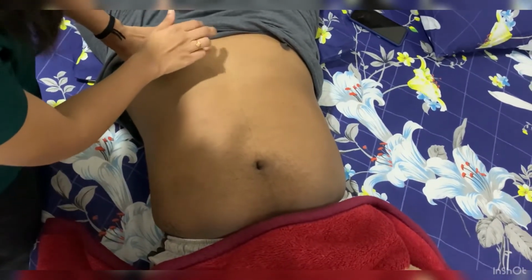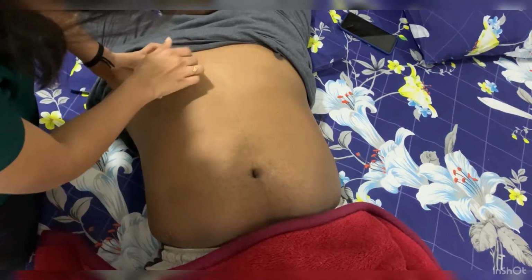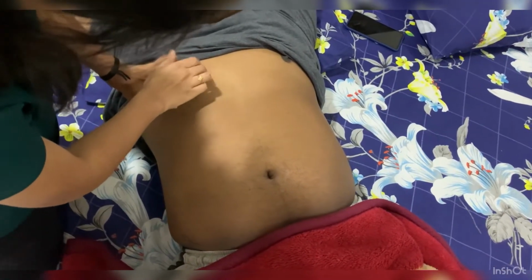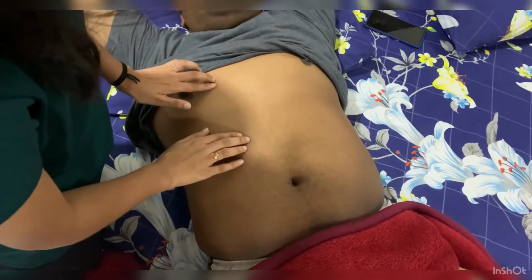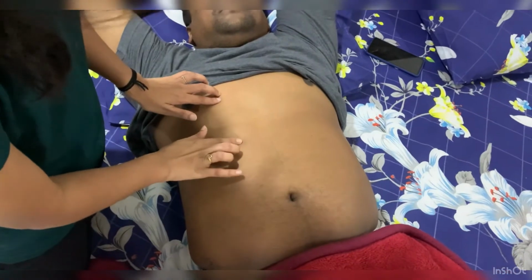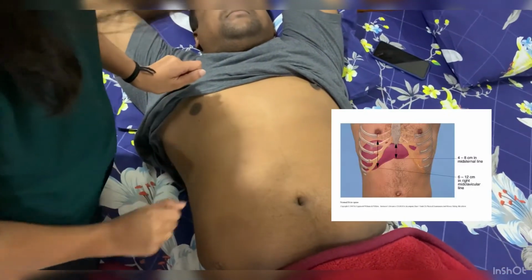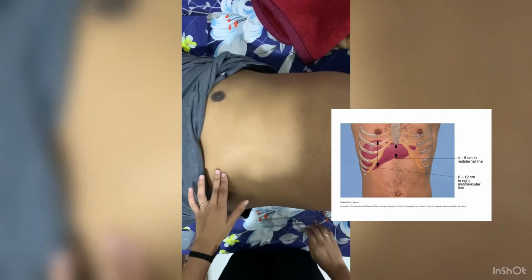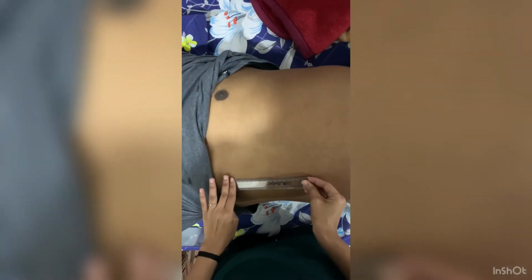Identify the lower border of dullness in the midclavicular line. Next, identify the upper border of liver dullness starting at the nipple line. Lightly percuss from the lung resonance down toward liver dullness. Measure the span of liver dullness between those two points.